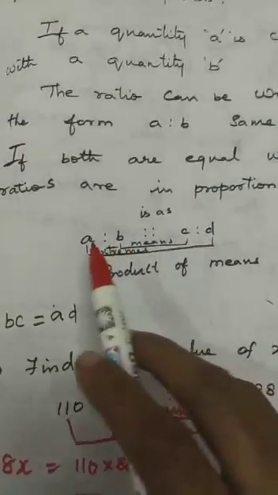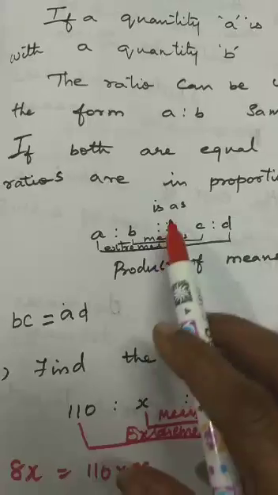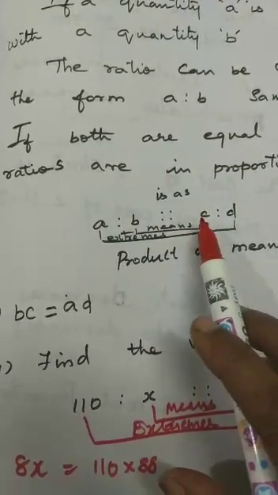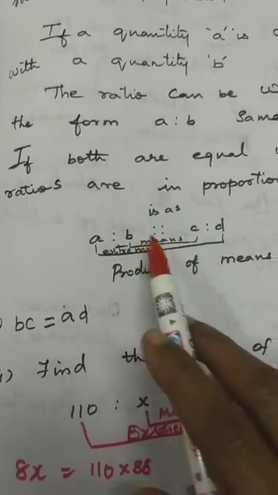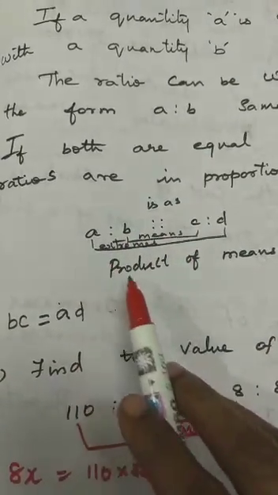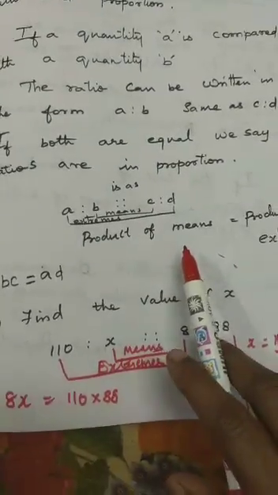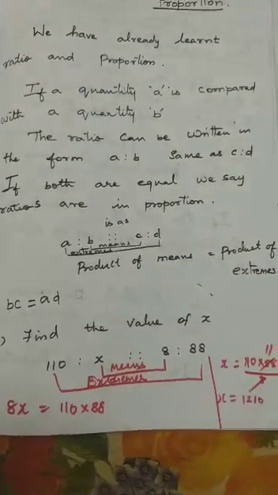Okay. That is, A is to B. Here 4 dots, isn't it? We call that as 'is as'. C is to D. B and C are means and A and D are extremes. So product of means is equal to product of extremes.